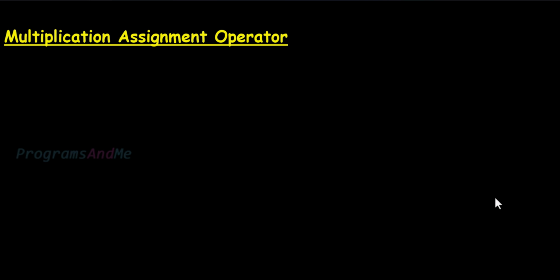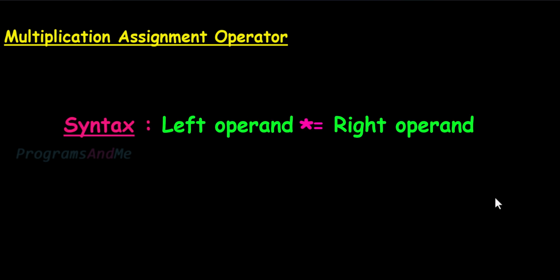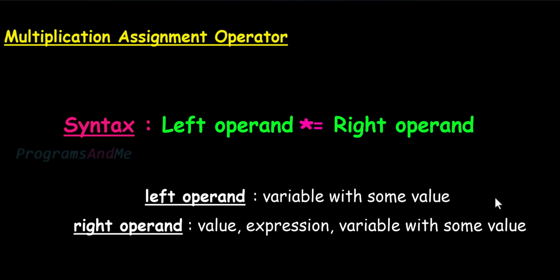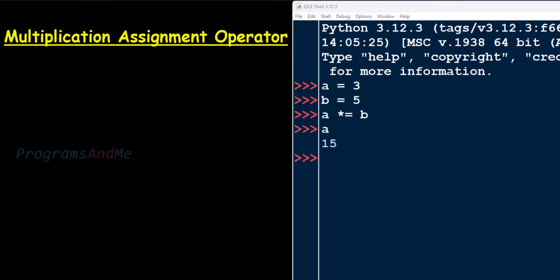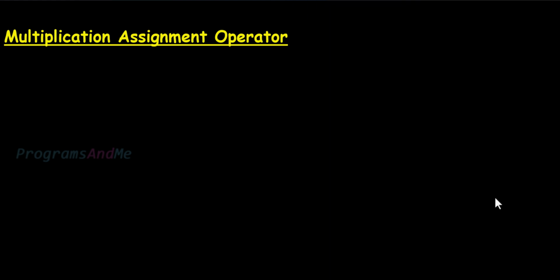Next operator is the multiplication assignment operator. The symbol is asterisk followed by the equals to operator. Syntax is left operand, multiplication assignment operator, right operand. This operator is used to multiply the left operand by the right operand and assign the result to the left operand. Here we can see an example, a equal to 3, b equal to 5. 5 and 3 are multiplied and the result is stored in a. So here also the left operand must be a variable which refers to some value, and the right operand can be a value or an expression.